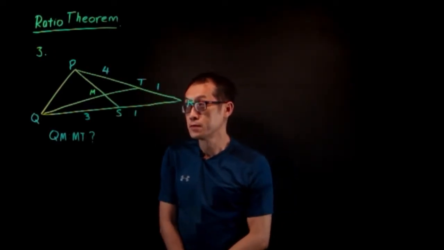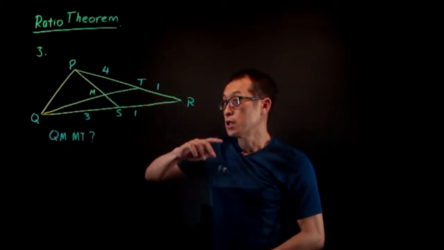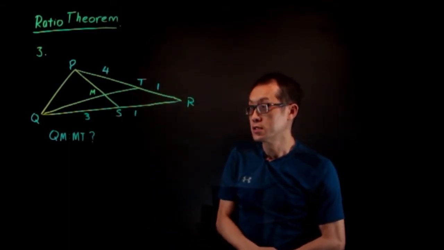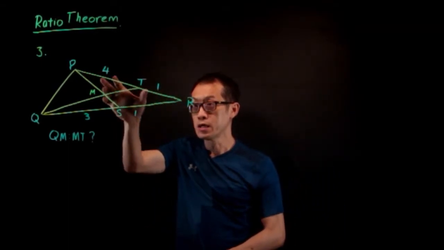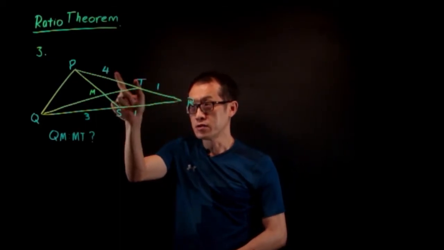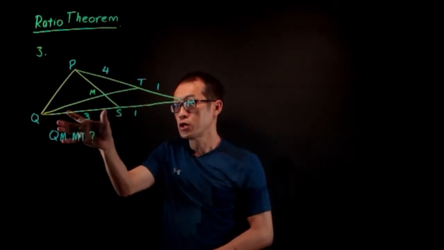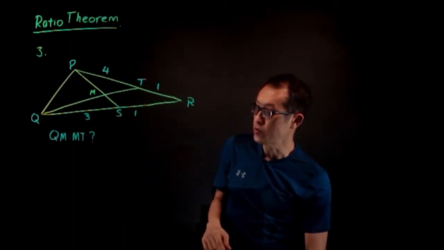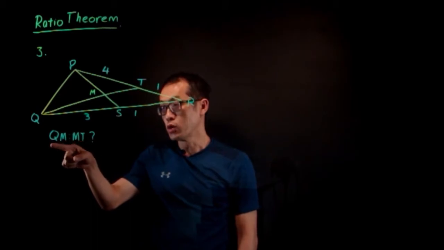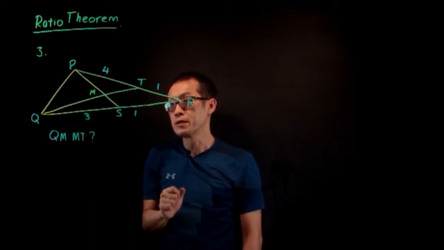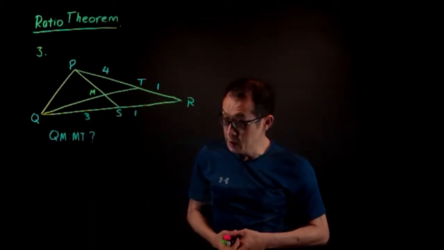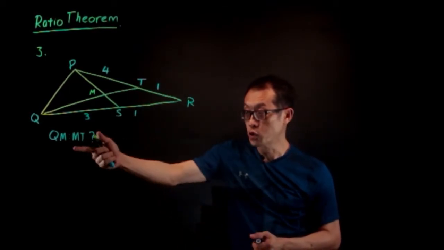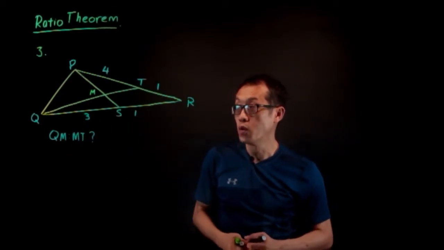Question 3. Now you are given a triangle PQR such that the ratio PT to TR is 4 to 1, and QS to SR is 3 to 1. You are asked to find the ratio of QM to MT, and you are asked to use vectors to show this.